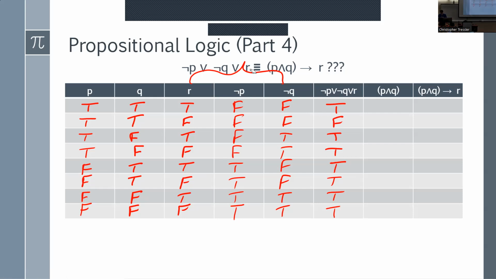Next up, let me erase this. Next we have P and Q. Remember that for P and Q, both of them need to be true. We're looking at these 2, and once again they both need to be true. So P and Q is true right here, and true here as well. Those are the only 2 scenarios where P and Q are both true, which means everything else is going to be false.